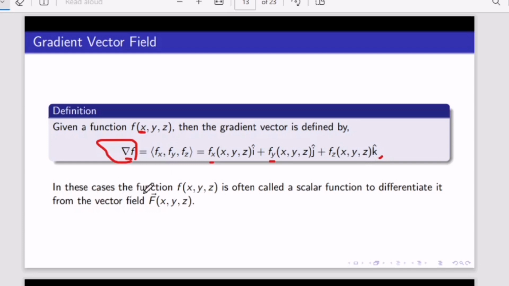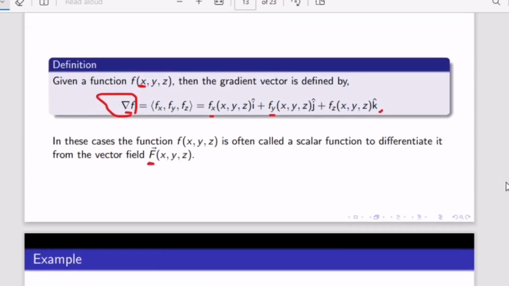In these cases, the function f of x, y, z is often called a scalar function, to differentiate it from the vector field.